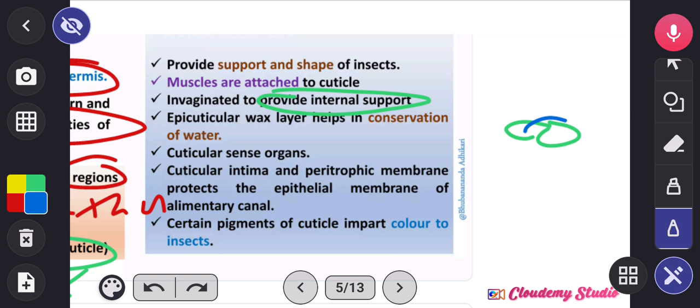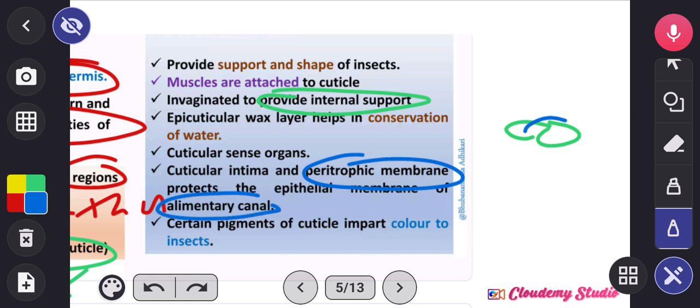Now we have something we call the cuticular intima and the peritrophic membrane that protects the epithelial membrane of the alimentary canal itself. If you have watched my video that I did on Trypanosoma brucei and Trypanosoma cruzi, where I was talking about the tsetse fly, one of the things that the Trypanosoma species penetrates in the alimentary canal of the tsetse fly, or the Glossina species, is the peritrophic membrane that lines the gut wall. So it protects the epithelium of the alimentary canal.